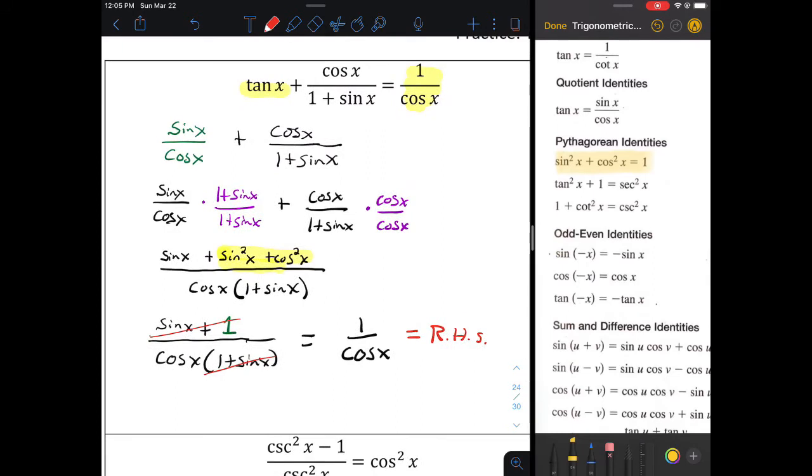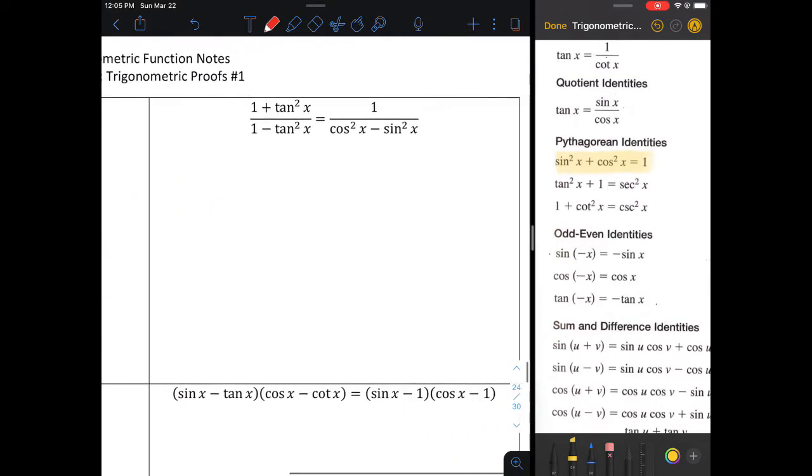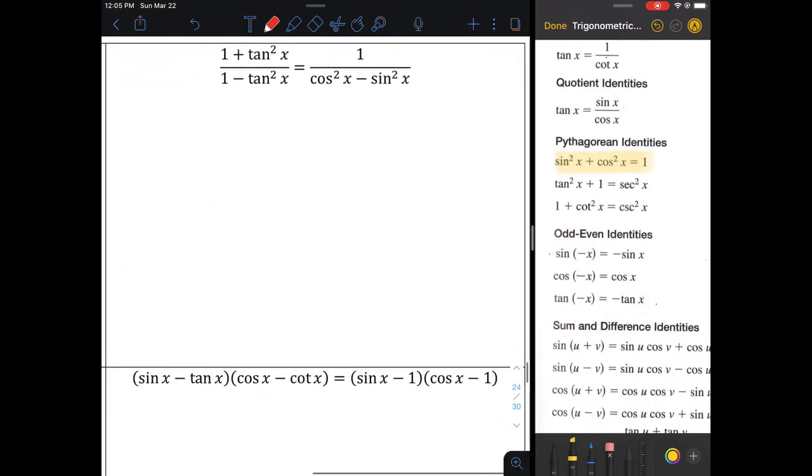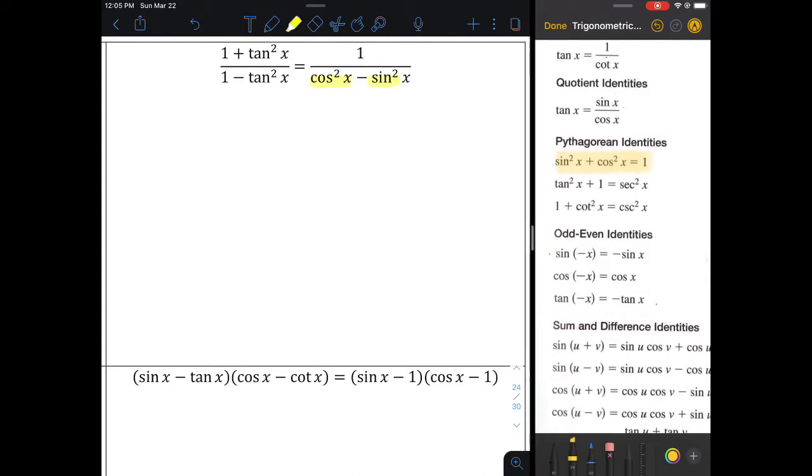All right, let's look at another one. So for this problem, I've tried to come up with a plan of attack. I have 1 plus tangent squared divided by 1 minus tangent squared. I need to make it become 1 divided by cosine squared x minus sine squared x. Now, take a peek at where it is that we want to go. My right-hand side here is in terms of sines and cosines. So a first move here could be to rewrite the problem in terms of sine and cosine.